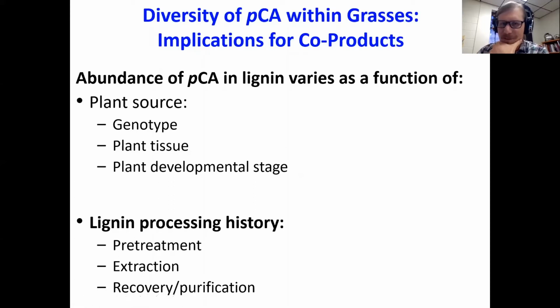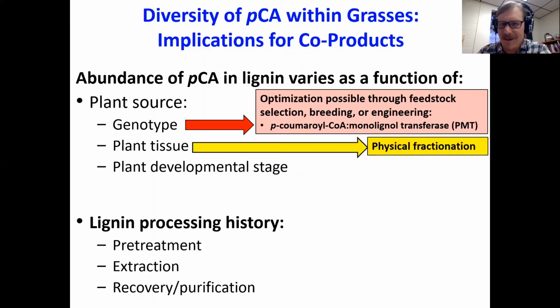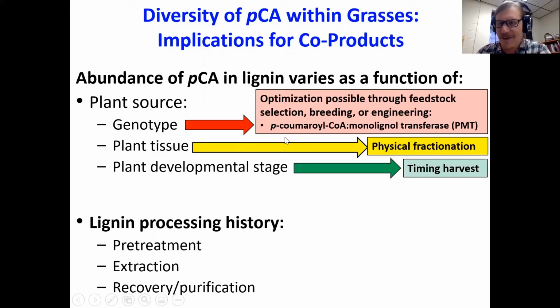You could find high PCA content lignins by plant breeding or selecting the feedstock. You could do physical fractionation to get high PCA content lignins. And you could also time the harvest to generate lignins that might be optimal for a certain application.